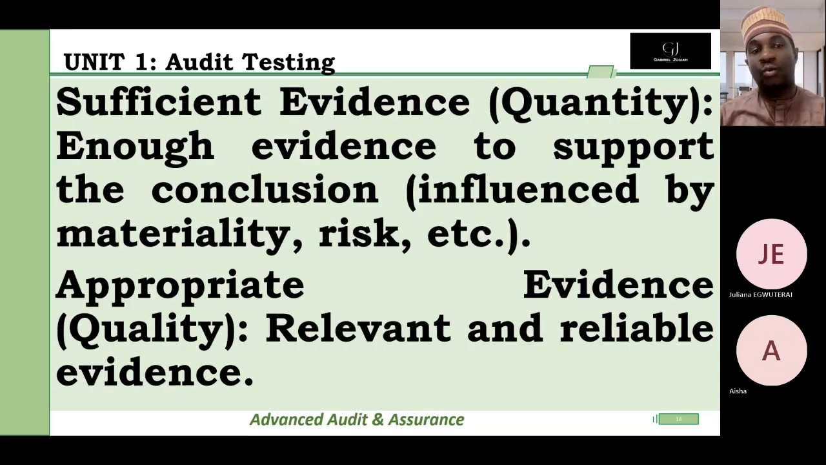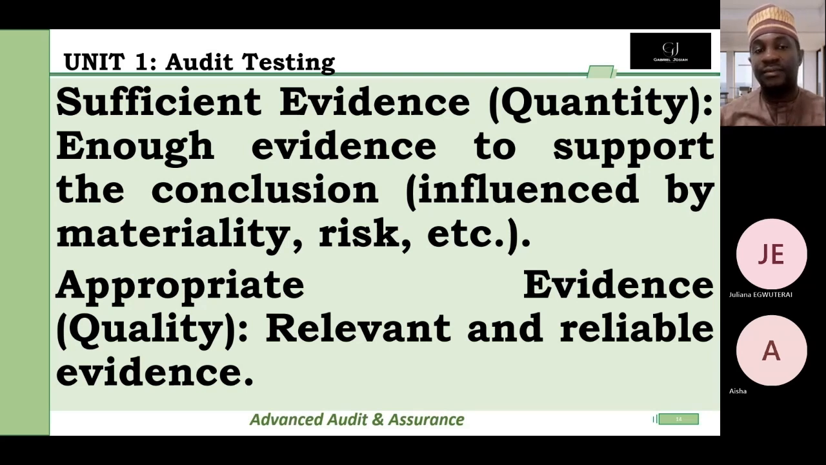So sufficient evidence in quantity means you need enough evidence to support your conclusion, which is influenced by materiality, like Aisha said, and your risk. So you cannot just have scanty evidence and say, based on this scanty evidence, I've come up with my conclusion. The scanty evidence may not be enough. And when you see the FRCN coming after auditors, or in another country, in the UK, in the US, they come after audit, they are asking you, what is the evidence that supports your opinion or your decision based on what you audited? So if the evidence is not sufficient, then auditors are liable. And that is why your evidence must be sufficient.